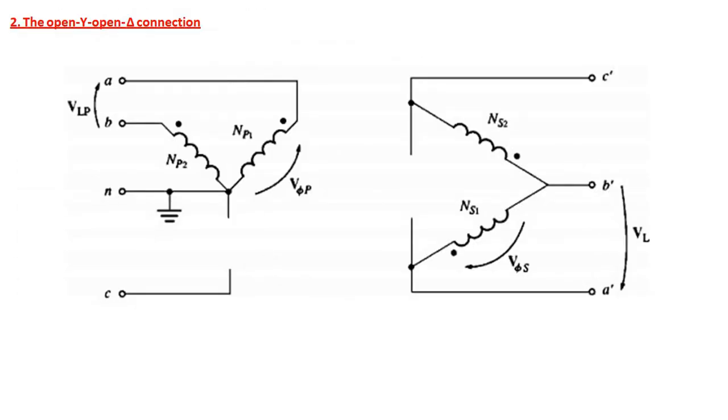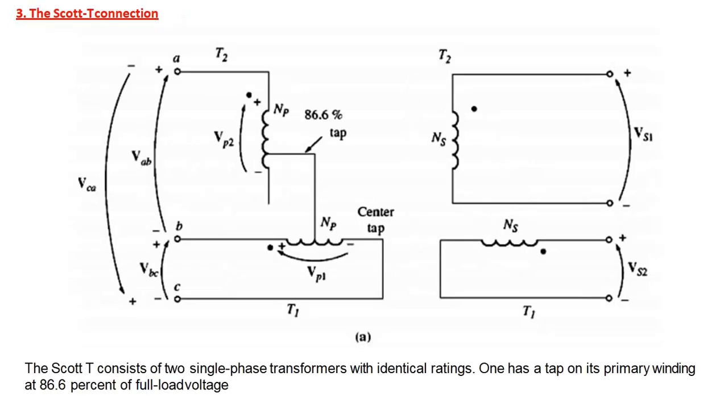Then the open Y open delta connection. In star connection, phase voltage is equal to line voltage divided by root 3. Delta connection, phase voltage is equal to line voltage. Then in star connection, line current is equal to phase current. In delta connection, phase current is equal to line current divided by root 3.